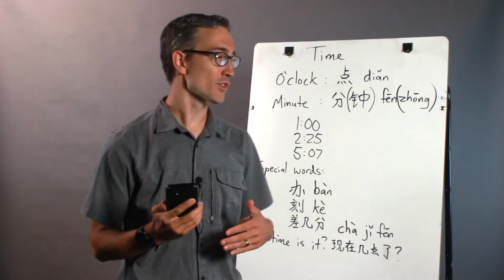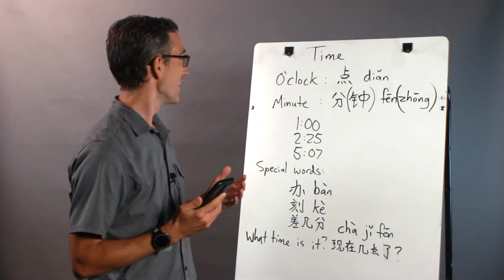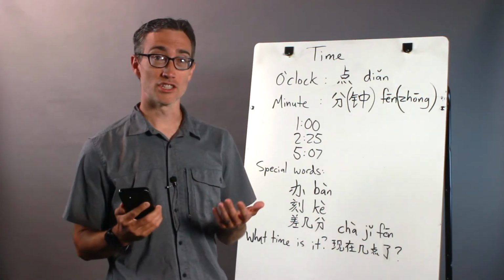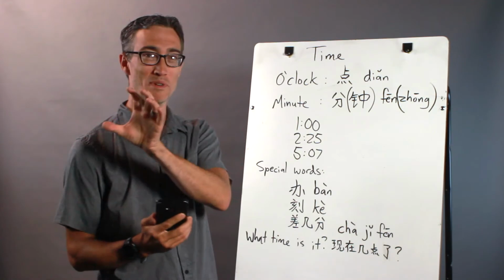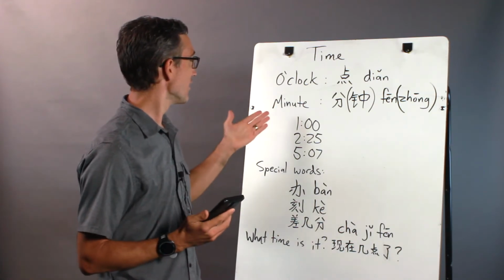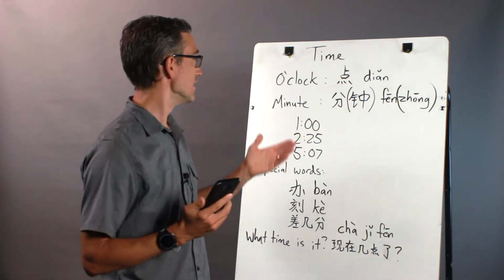In this grammar point, we're going to talk about how to tell time. Super important to know. And it's very similar to English in that it's hour and then minutes. Again, it goes big to small. The word for o'clock in a phrase like 3 o'clock is 点.